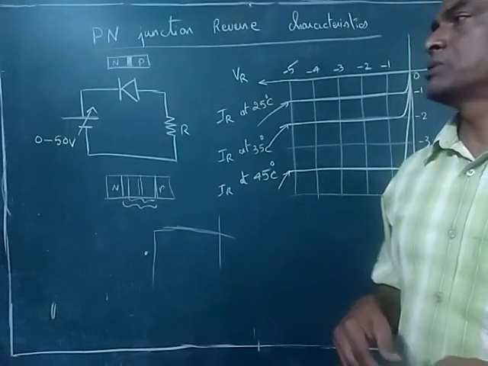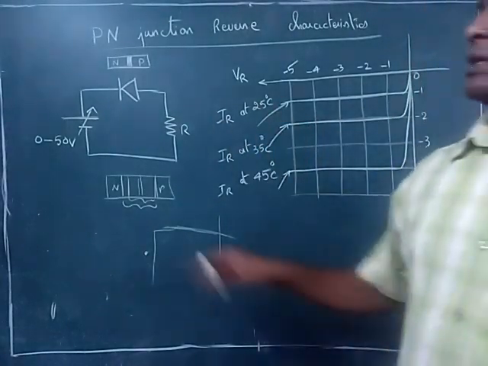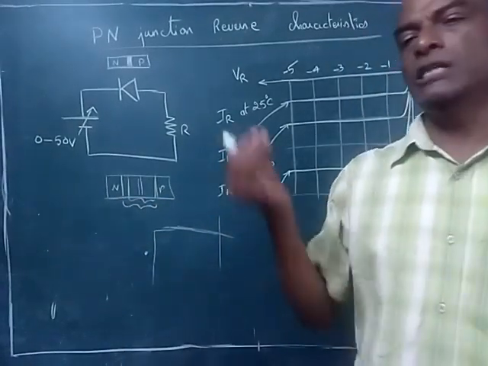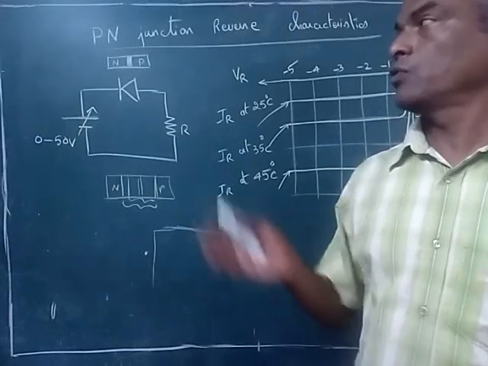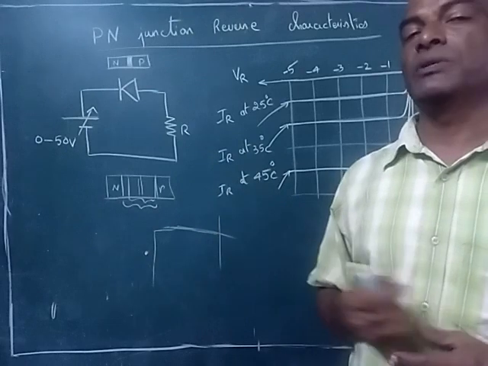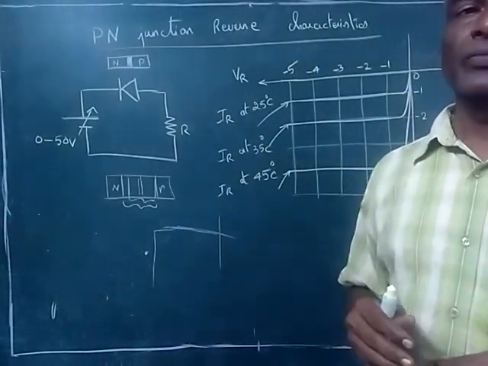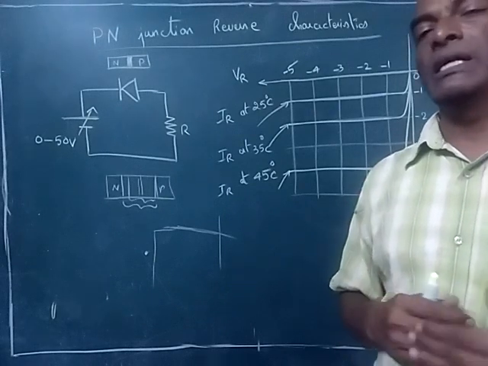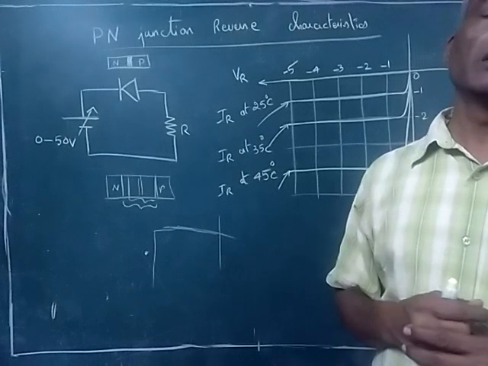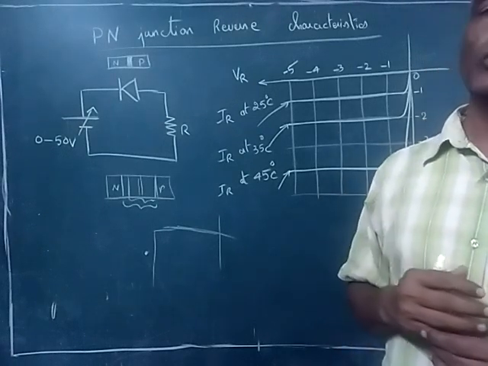So the important observation is, when a PN junction diode is reverse biased, the depletion width increases and a negligible current in the order of microamps flows in the circuit. Not only that, the device is temperature sensitive. During reverse bias condition, when the temperature increases by 10 degrees Celsius, the reverse current doubles its value. So that's another important observation.